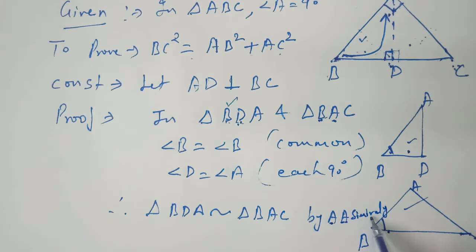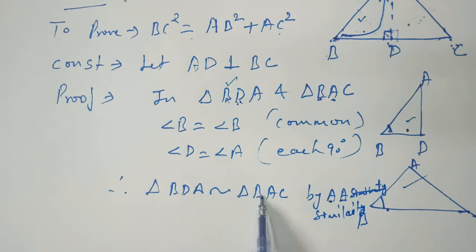Now, when both the triangles are similar, their sides are in the same ratio. So how are we going to take the sides?